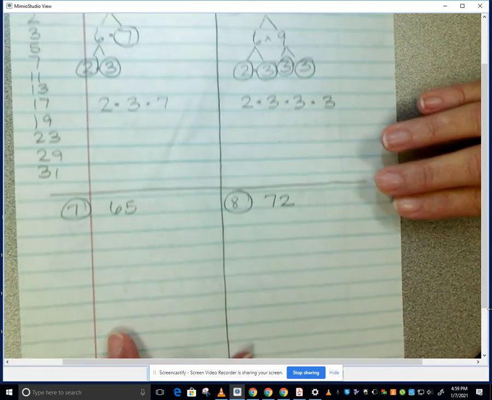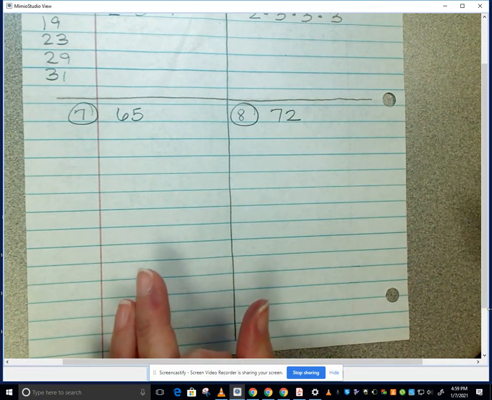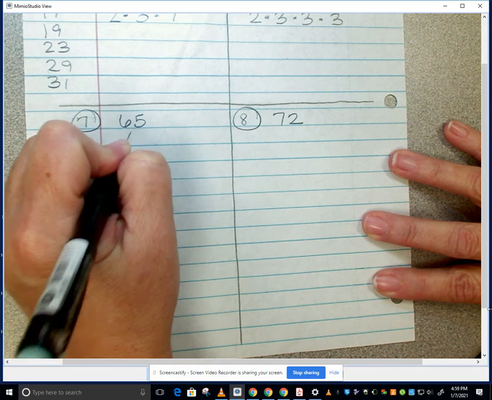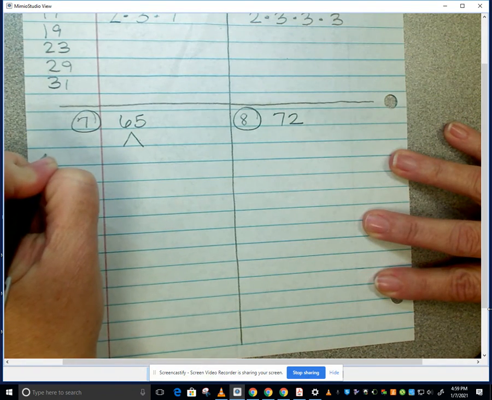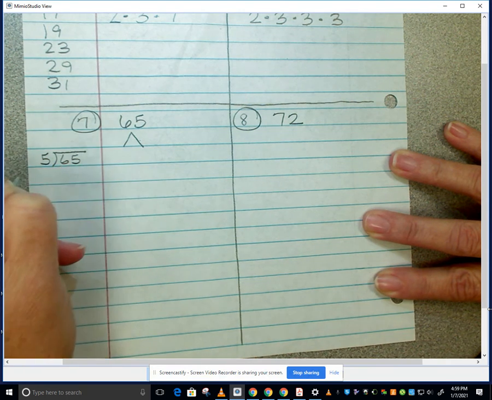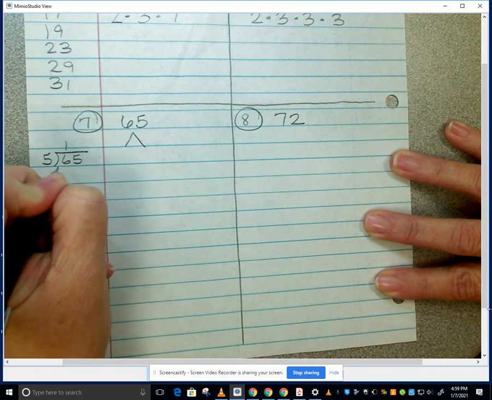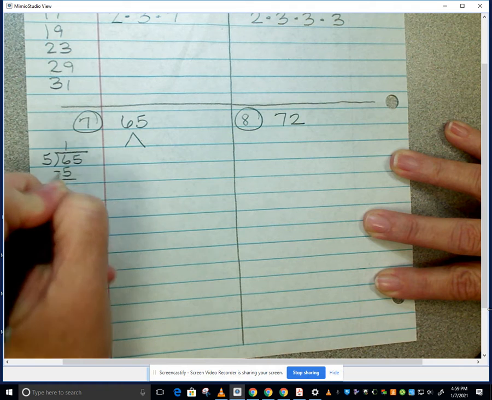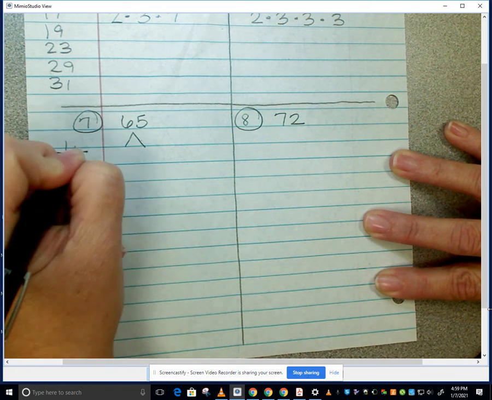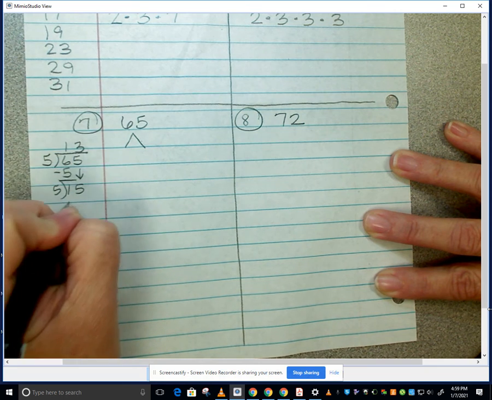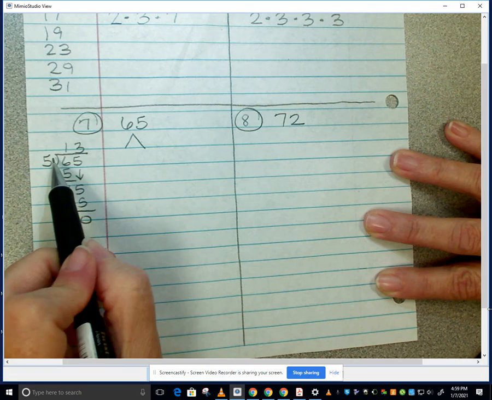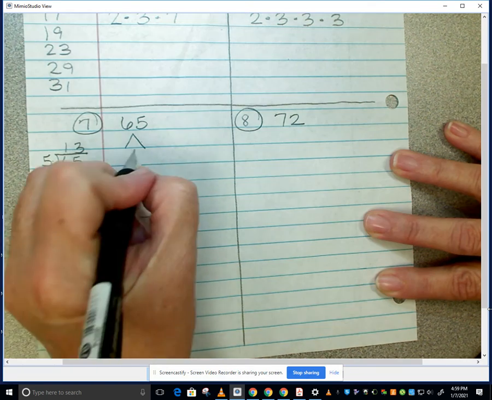All right, let's go to 65. Now 65, since it ends in a 5, I know that 5 times something will work. If I don't know how many times, I can come over here and divide 5 into 65. 5 will go into 6 one time. 1 times 5 is 5. Subtract 1. Bring down my 5. 5 will go into 15 3 times. 3 times 5 is 15. Subtract 0. Here it is. 5 times 13.